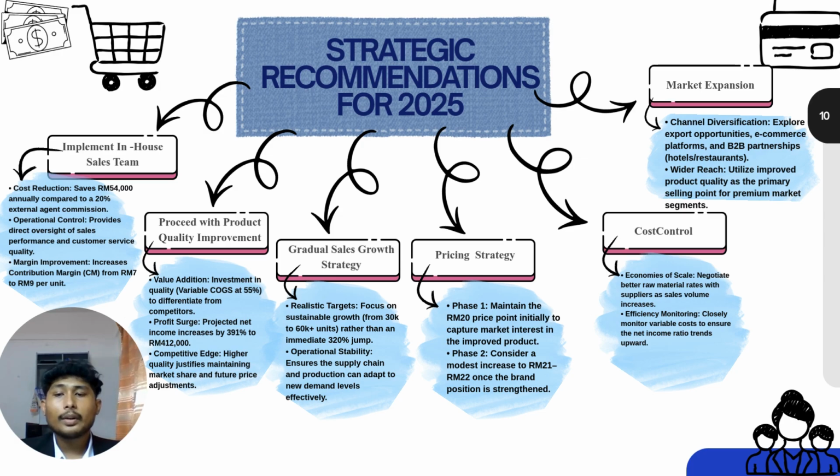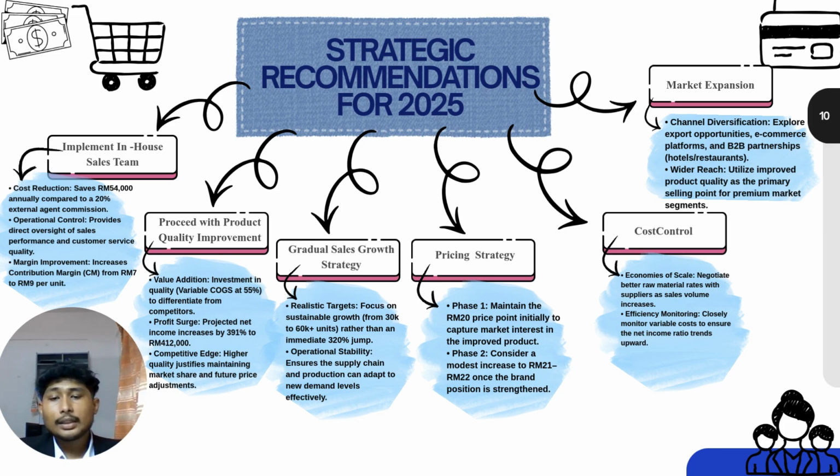Second, we will proceed with product quality improvement. Although this increases our variable cost, it is a crucial investment to defend us from competitors. This plan is projected to surge our absolute net income by 391%, reaching a total of 412,000 ringgit. Third, we will adopt a gradual growth strategy. Instead of an unrealistic immediate jump, we will focus on sustainable growth, targeting a move from 30,000 units to over 60,000 units within the next 2 years. This ensures our supply chain can adapt effectively to the new demand.